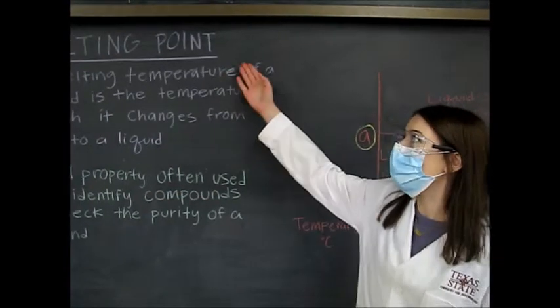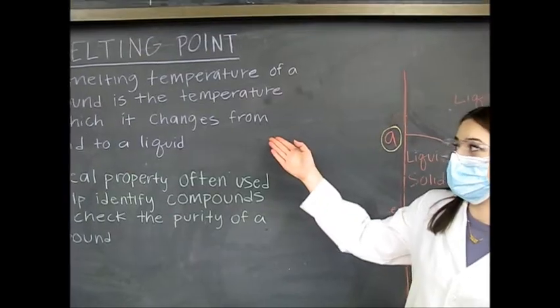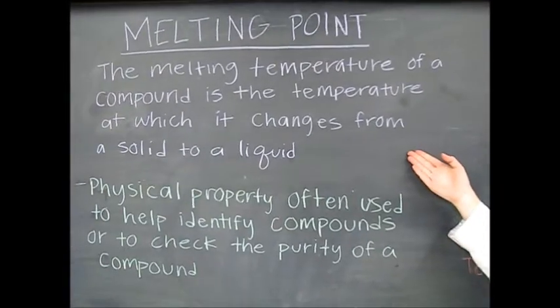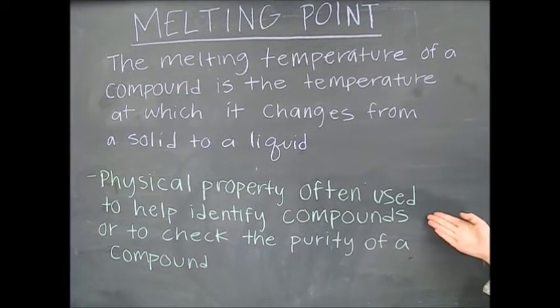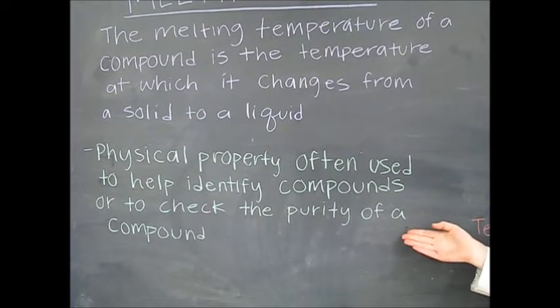In the second part of our experiment, we'll take a look at the melting point. The melting point of a compound is the temperature at which it changes from a solid to a liquid. It's a physical property which we often use to help us identify compounds or to check the purity of that compound.